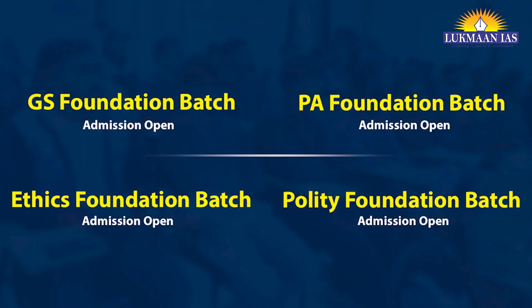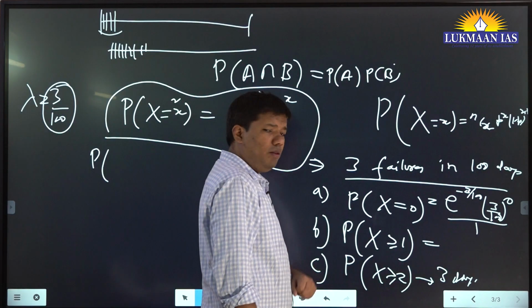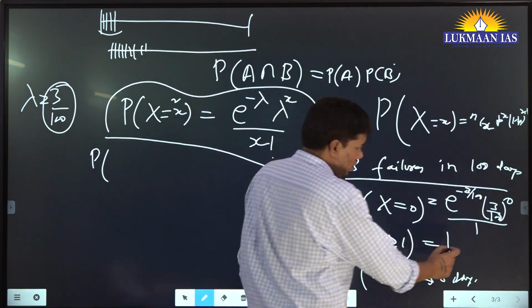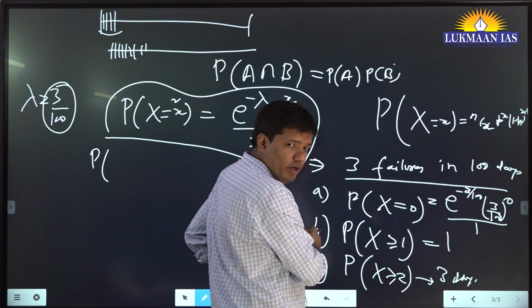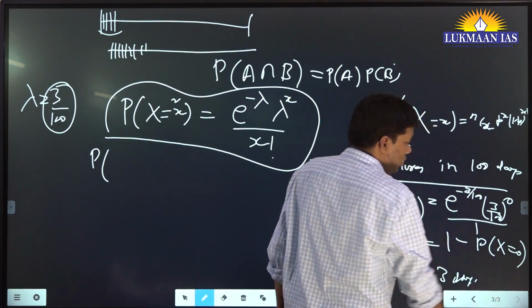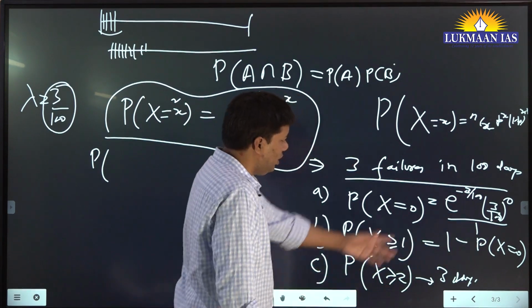This is okay. Here you have to calculate 1 minus what? 1 minus e power. See, you are looking for x greater than 1, right? So you will take 1 minus the probability. You will get it, fine.